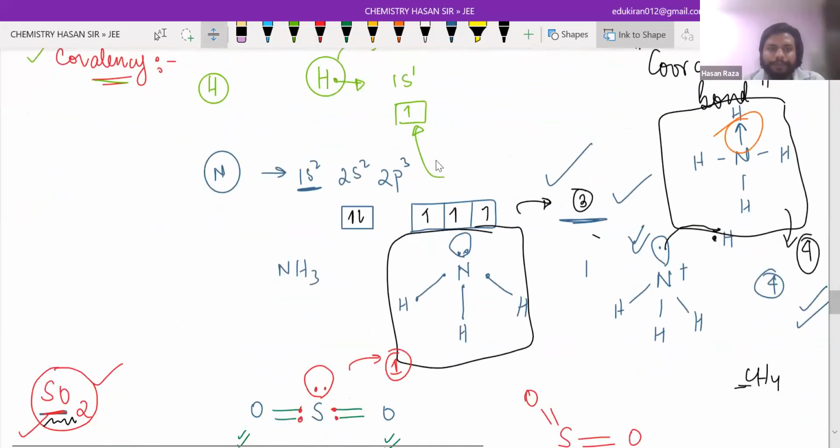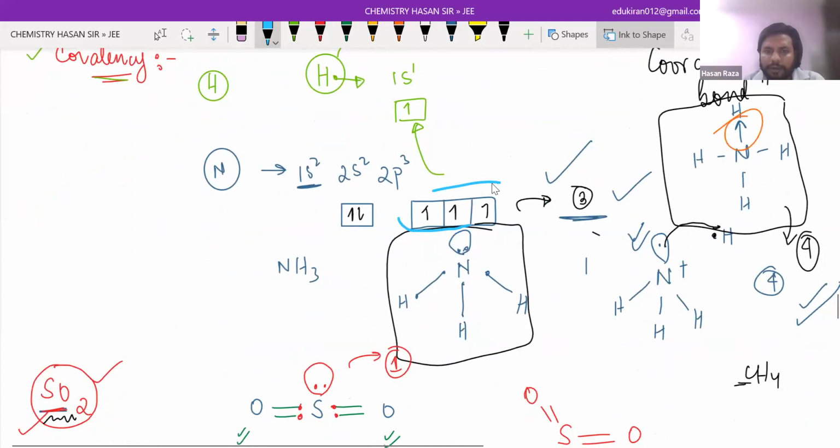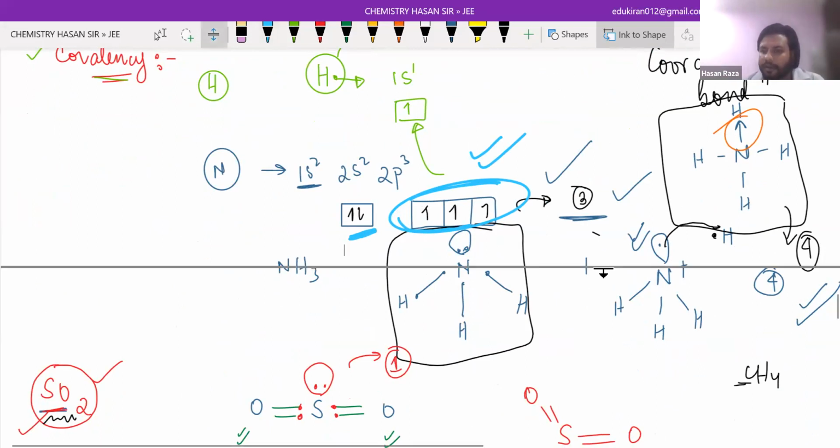You can see nitrogen has 3 unpaired electrons. Yes or no? So it can easily form 3 covalent bonds, and one more bond can be formed by donating a coordinate bond. The 5th bond will be formed from where? Are you getting my point?